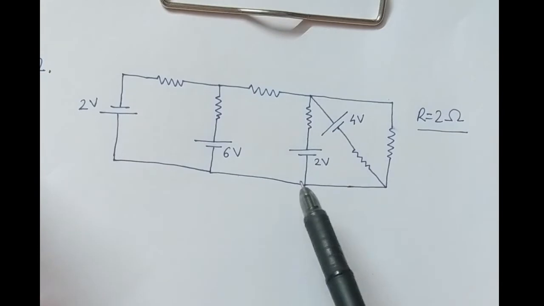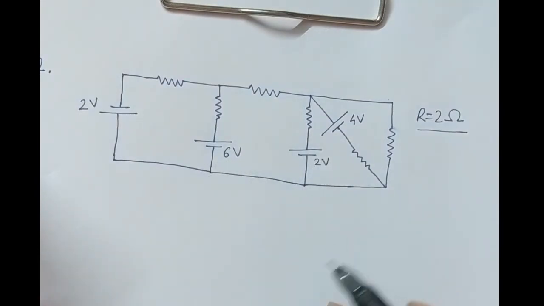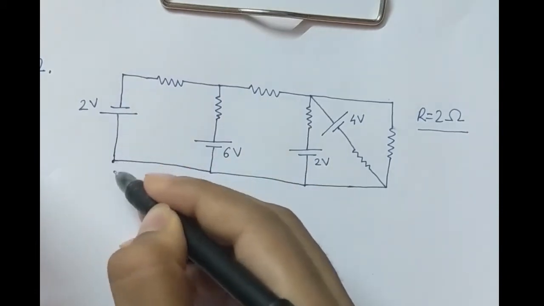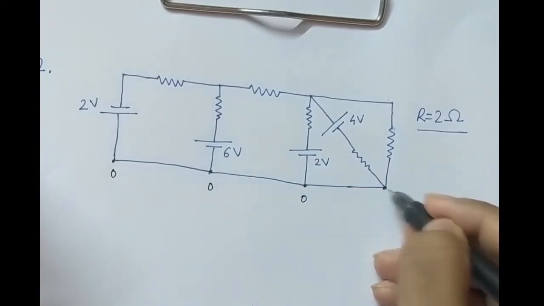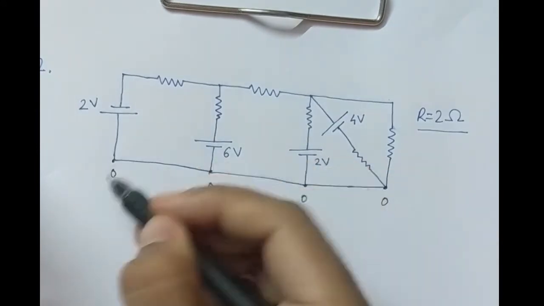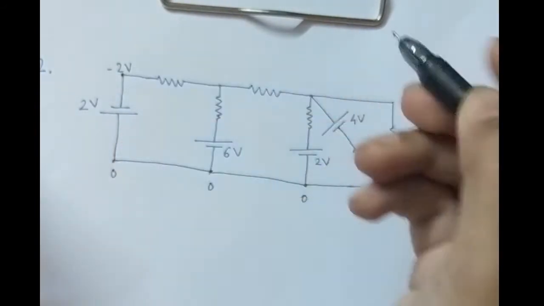The next sum may look similar, but it uses a different method, and it will come very useful for all your JEE Advanced preparations when solving Kirchhoff's law. We proceed in a similar way. This is your 0 volts, this is your 0 volts, this is your 0 volts, and this is your 0 volts. And if I get the positive terminal as 0 volts, that immediately makes this minus 2 volts.